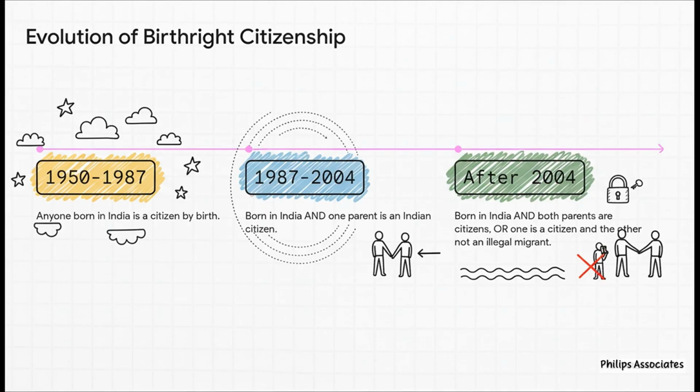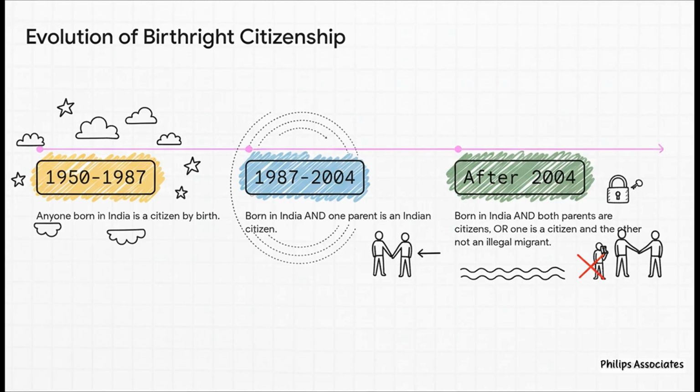This timeline really shows you how the rules have gotten stricter and stricter. I mean, from 1950 all the way to mid-1987, it was as simple as it gets. If you were born on Indian soil, you were a citizen. That's it. But from 1987 on, a new rule kicked in. You had to be born in India, and at least one of your parents had to be a citizen.